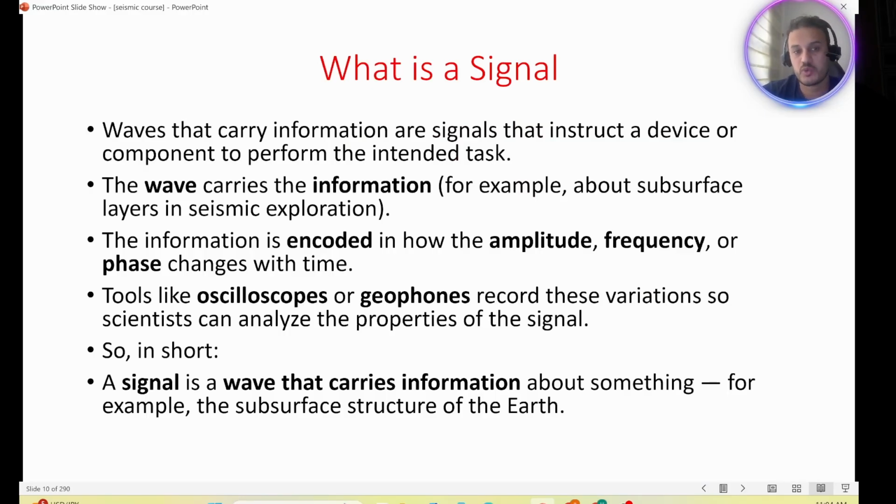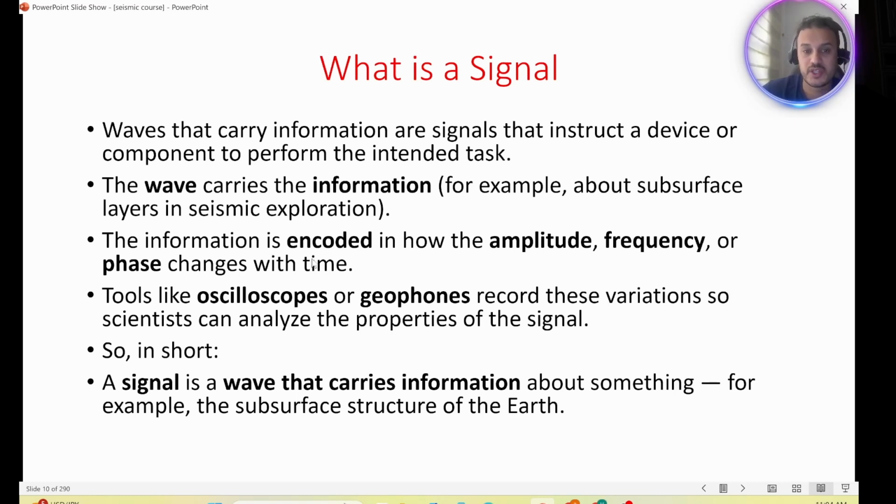In today's lecture we'll talk about what is the signal. The waves that carry information to the surface are called signals. These signals instruct a device, telling the device what to do. Okay. The waves carrying the information. What is the information? For example, about the subsurface, layers, and seismic exploration.